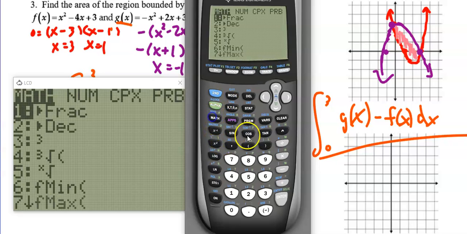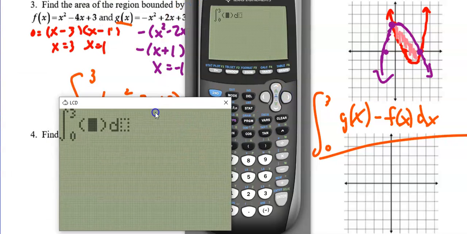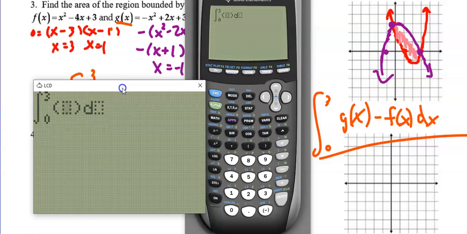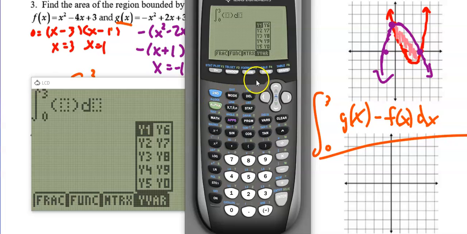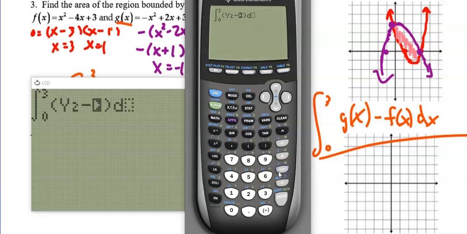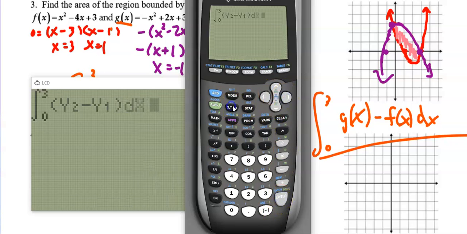So then if I go to Math 9, I can integrate from 0 to 3 on my calculator. And instead of typing this whole long thing out, I can now say that g of x, which I can get to very easily by alpha trace, is y2 minus our f of x, which we identify as y sub 1, dx. And so let the calculator do the problem for us. That's a beautiful thing to do.